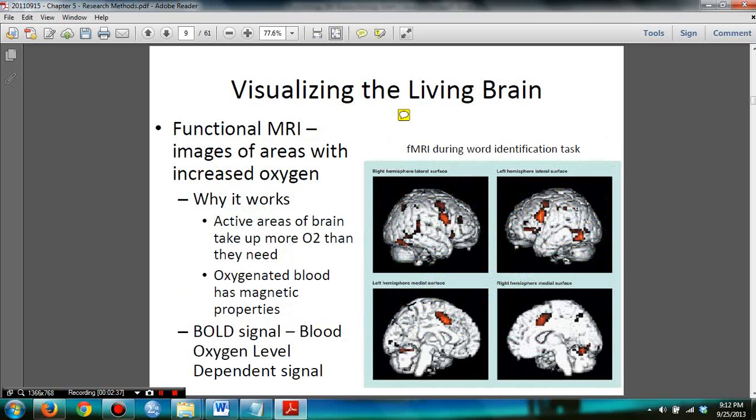Now we're moving into the functional imaging techniques, and we're talking about the fMRI. What it does is look at images of areas with increased oxygen. And we're wondering why it works. It works because active areas of the brain take up more oxygen than they need, and oxygenated blood has magnetic properties. The measurement that it uses is the BOLD signal, which is the blood oxygen level dependent signal. We need to know this for the test.